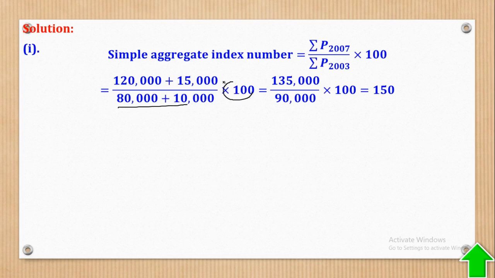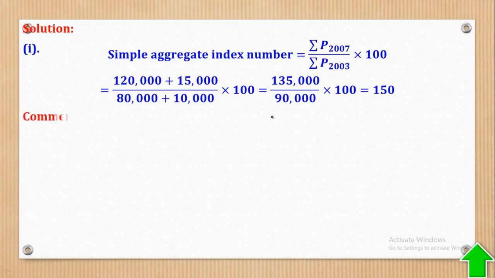Now in this case, if you ignore the 100, then it will be wrong. Ignoring the 100 works only when they ask for the price relative of a certain item, that is, a single item index number. But when it comes to multi-item, it is a must to put 100. When I add the prices in the numerator, I come up with this. Prices in the denominator, I come up with this. Then when I simplify the whole of this using a calculator, I come up with 150. And that would be our simple aggregate index number, or simple aggregate price index.